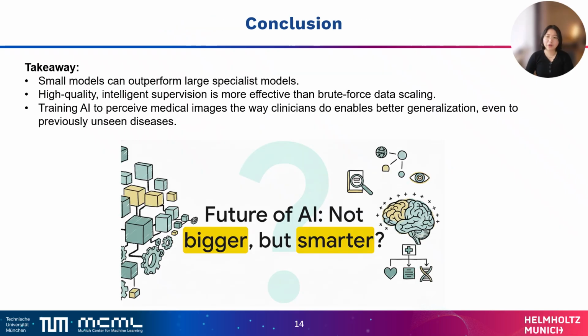To conclude, first, small models can outperform large specialist models when guided with structured knowledge. Second, intelligent supervision is more effective than brute-force data scaling. And finally, teaching AI to perceive medical images the way clinicians do enables strong generalization even to unseen diseases. The future of AI is not bigger but smarter.